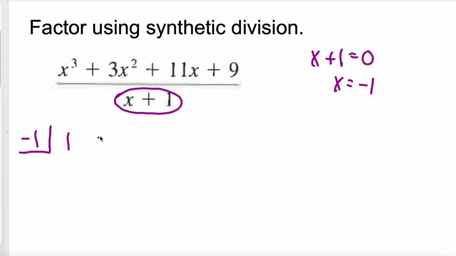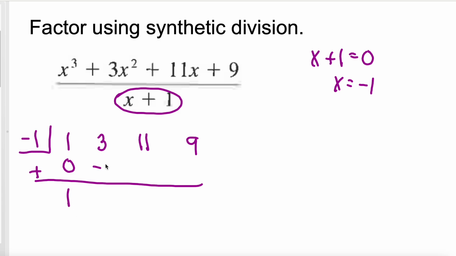So I have 1, 3, 11, and 9. And then I'm going to plug a 0 in because I'm going to bring that down. And then I just multiply. -1 times 1 is -1. I add and I get 2. I multiply and I get -2. I add and I get 9. I multiply and I get -9. I add and I get 0.